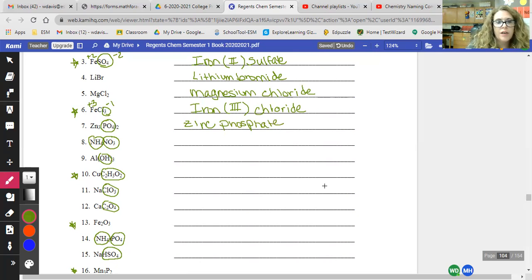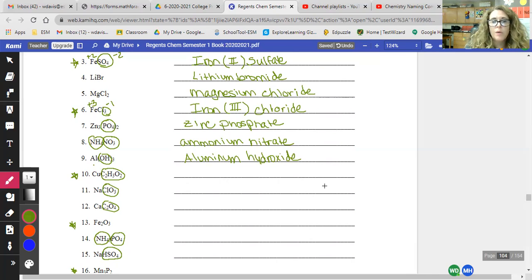And so now over here, I have NH4 and NO3. So I need to name these both using table E. This is ammonium. And then nitrate. So now I'm going to go here. Aluminum keeps its name. And I'm going to go to table E. I'm going to find the OH and copy down the name from table E, and that's hydroxide.